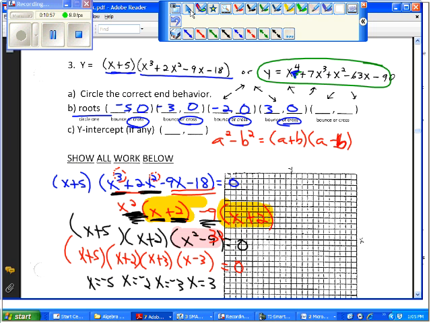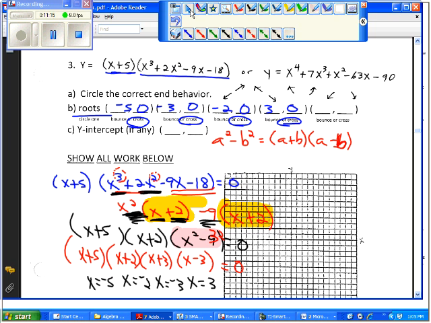So we found all the roots, and we determined whether those roots bounce or cross. We see how we got that. Okay? Now, we didn't talk about end behavior, and we need to.